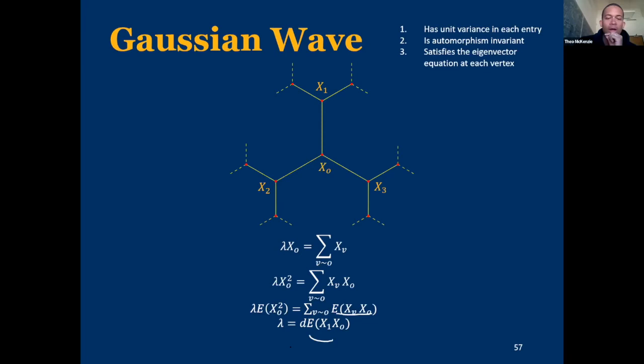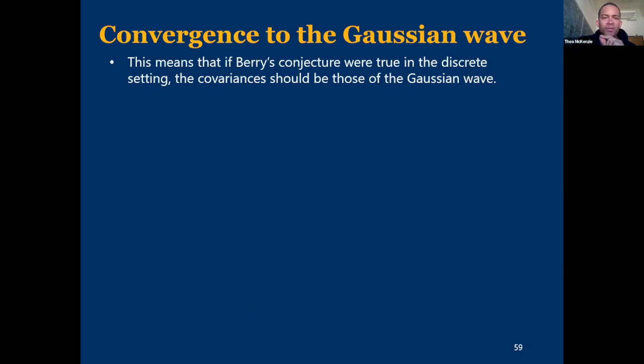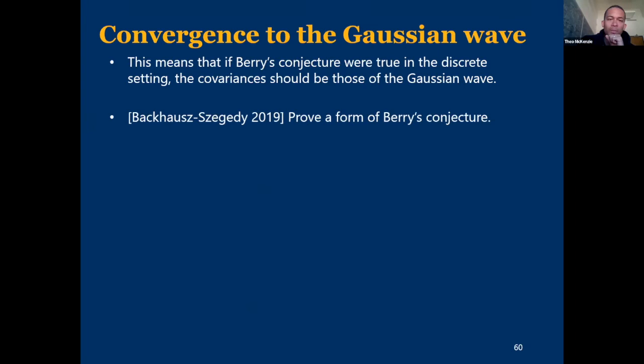So that should give me lambda. So really, this gives me the covariance of X0 and X1. Okay, I only have a few more slides, so that's fine. This means that if Berry's conjecture were true in the discrete case, the covariances should be those of the Gaussian wave. And Backhaus and Segedy actually prove a form of this.